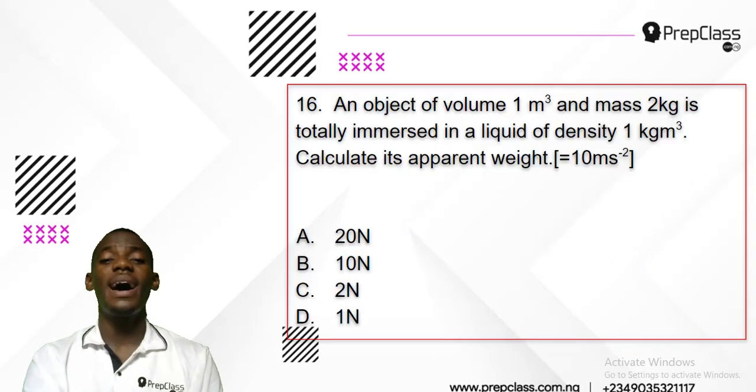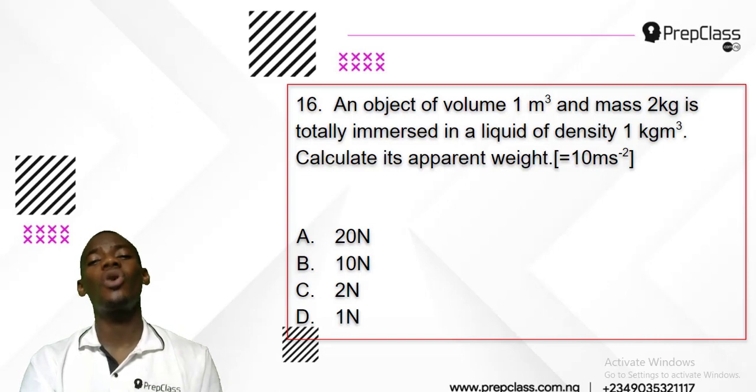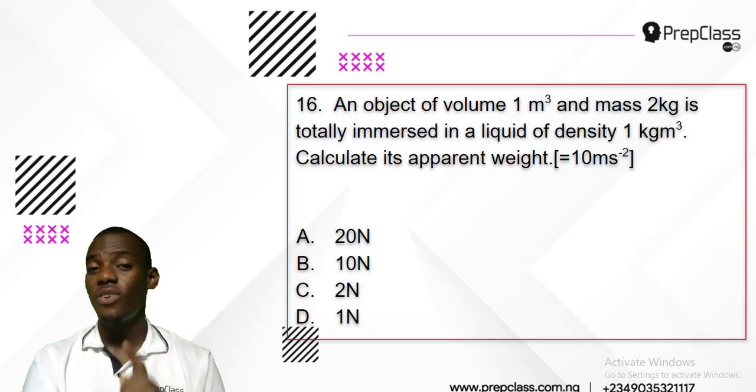Now let's get to number 16. An object of volume 1 meter cube and mass 2 kilogram is totally immersed in a liquid of density 1 kilogram per meter cube. Calculate its apparent weight. Now when you hear the word apparent weight, you must first of all know that weight is a function of mass. That is the first thing you must know.